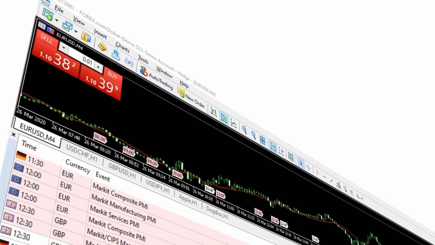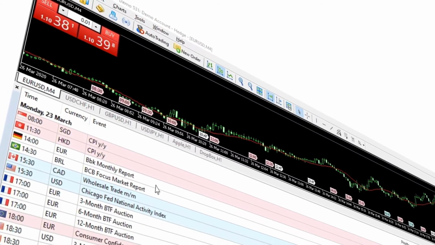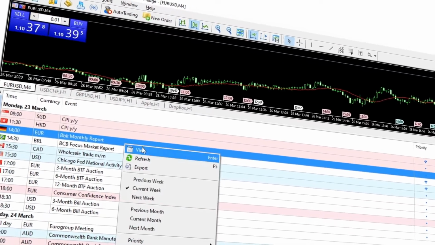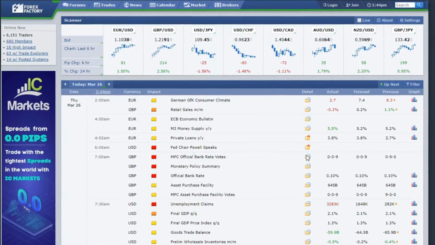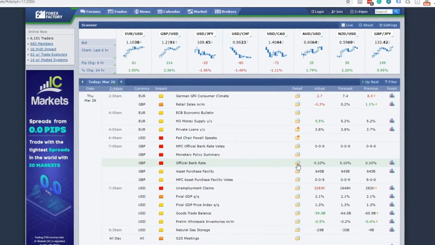Like to keep close track of economic events? One of the most convenient features of MT5 is that it offers an economic calendar with critical events that can impact the market. As MT4 doesn't have an economic calendar, some traders use the Forex Factory calendar as a workaround to track events or perform fundamental analysis.